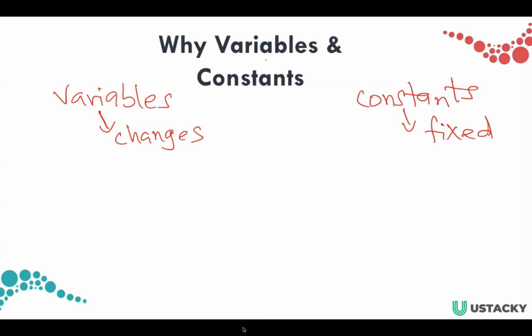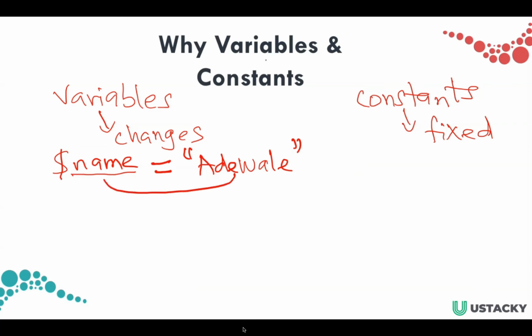In PHP, to represent a variable, we write a $ sign plus the name of the variable. For example, a variable to hold the names of students in a class can be written as $name. If the name of a student is something like Adewale, then we can assign this value Adewale to the container. In that case, what we have to do is to put an equals to sign. So we are assigning Adewale into the container $name.